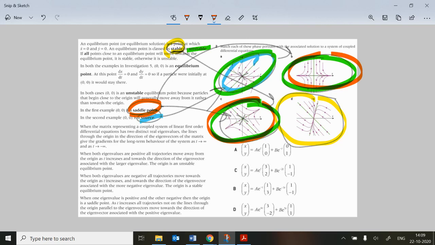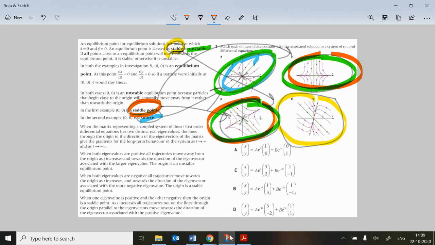We've come up with a lot of the definitions there already, but now we need to think about what influences the fact that we have an unstable or a stable equilibrium point, or a saddle point or a source point.